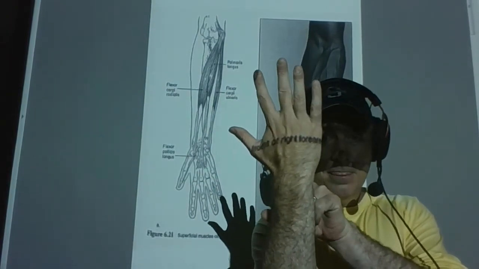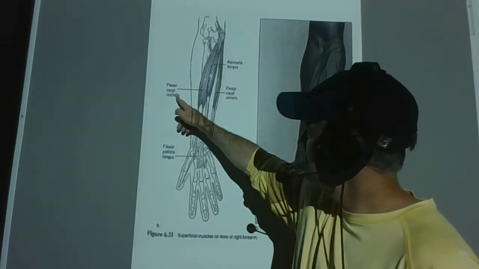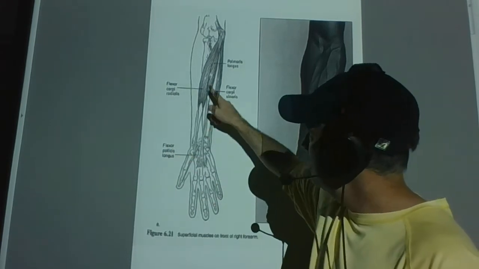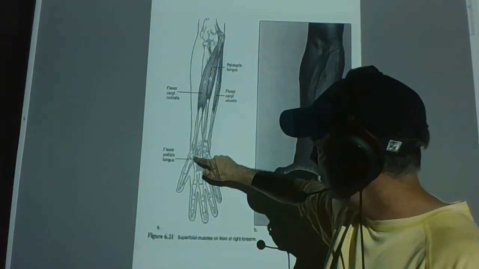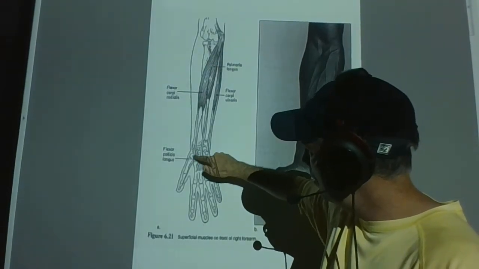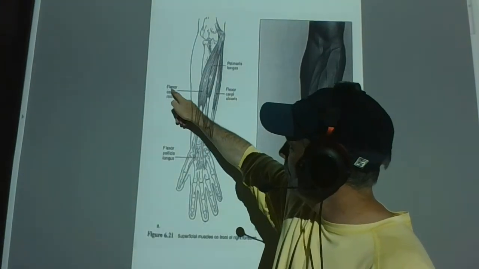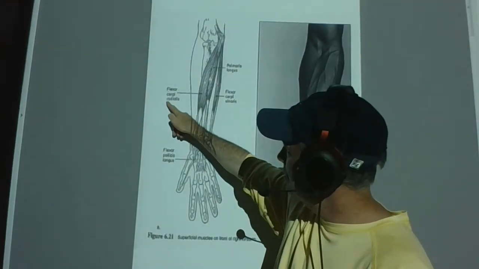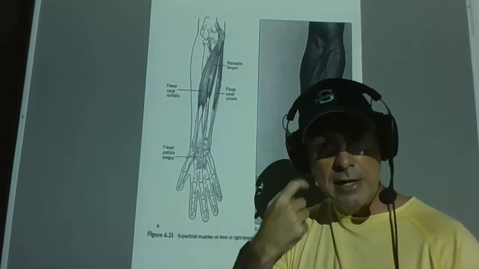Thumb side. Thumb side is lateral in anatomical position. So the flexor carpi radialis is a muscle that turns into a string that pulls along carpal bones on the thumb side. Therefore, it's going to pull in the direction of flexion, and it's going to pull in the direction of radial deviation. Flexor carpi radialis.